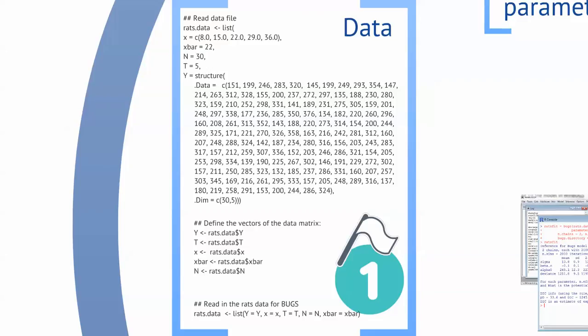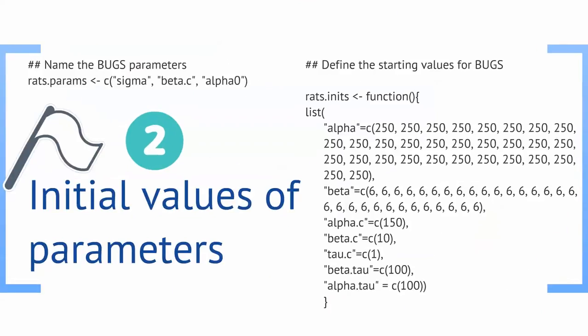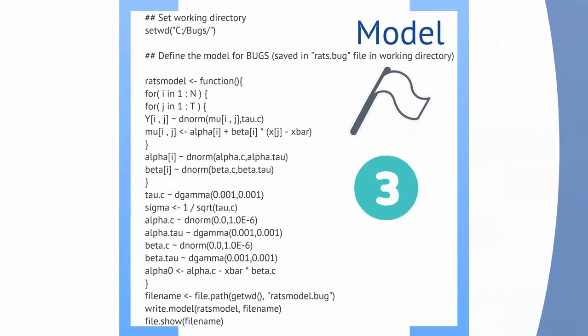And once this is the first step, in the second step you have to define the parameters and then select the initial values of those parameters. This is the second step. And in the third step, we set a working directory, and within that working directory we write a function which includes the model, the likelihood and the prior, and we write it to your hard disk in the working directory, and then we can see the model from there, or we can read the model from WinBUGS.